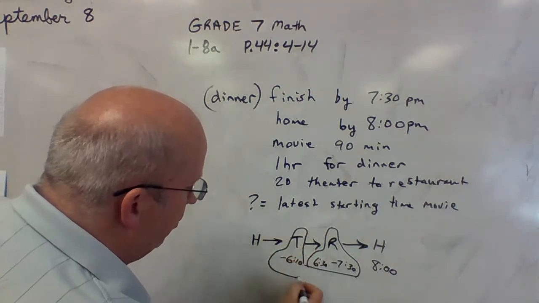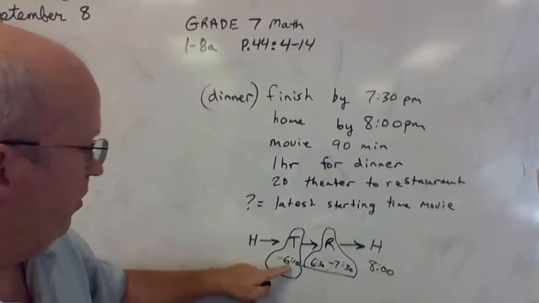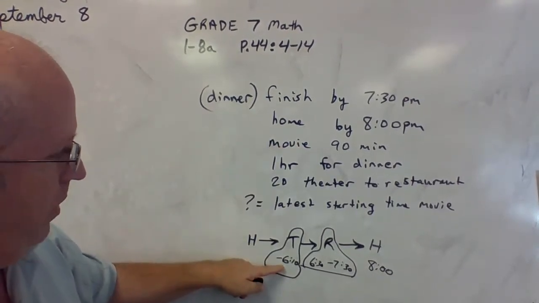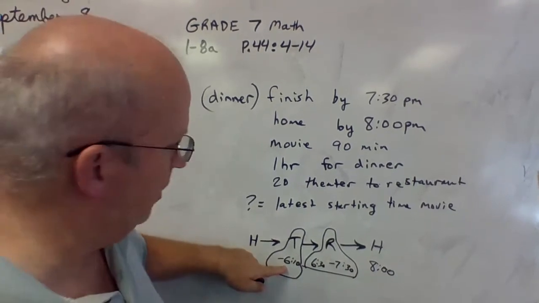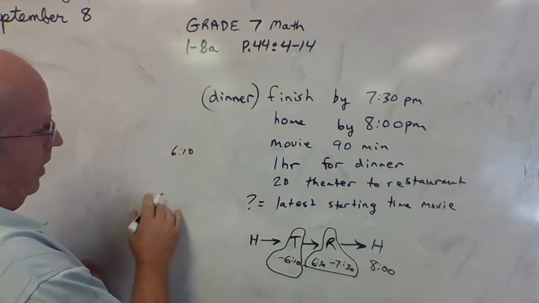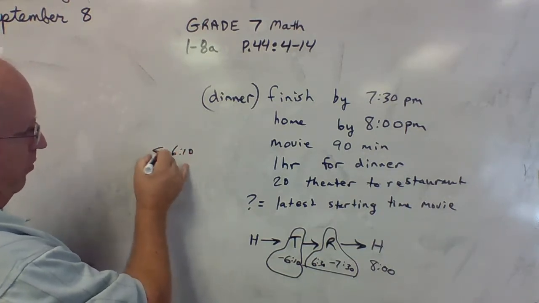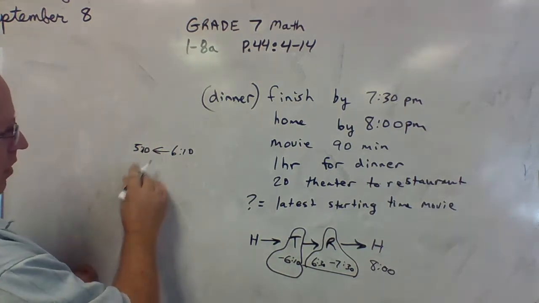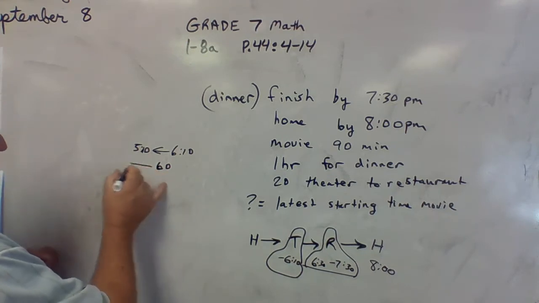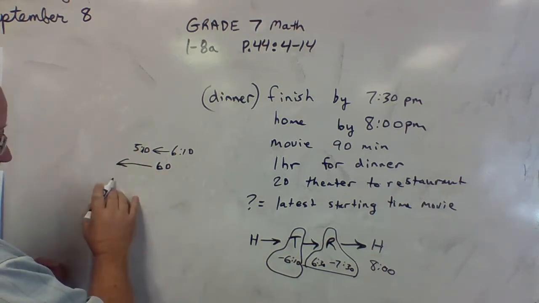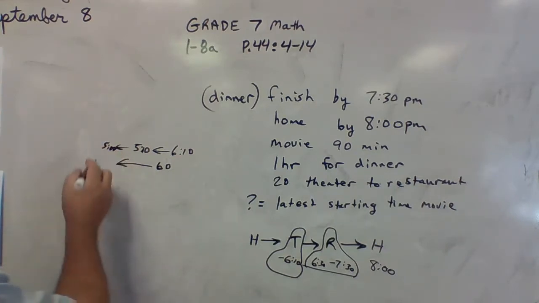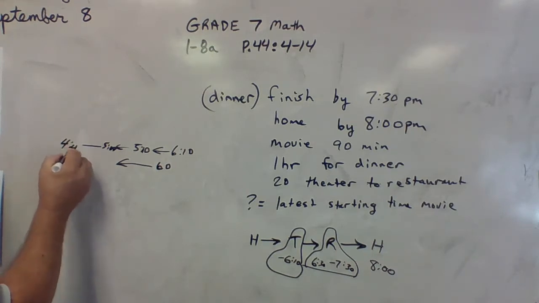So this is going to be part of my theater time. She's leaving the theater at 6:10, and the movie's 90 minutes long. So if I got to back up 90 minutes, how can I back up 90 minutes from 6:10? Well, let's back up an hour. Backing up an hour from 6:10 would put it at 5:10, and that hour is 60 minutes. We need to back up another 30 minutes from this time. If I back up 10 of those 30, I'm at 5 o'clock. And if I back up another 20 minutes, I'm at 4:40.